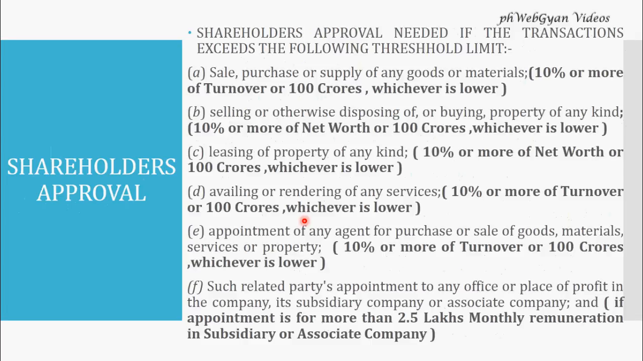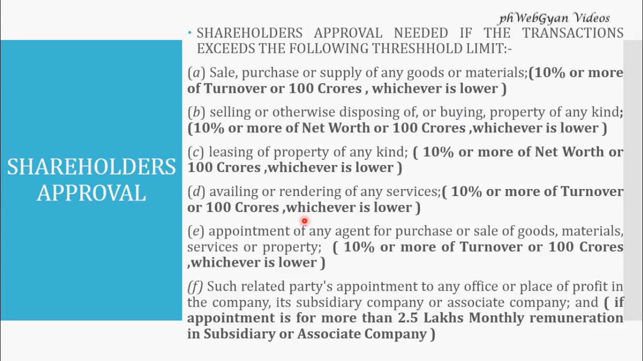Now the third point is shareholders approval. Shareholders approval is required, but when is it required? We'll be seeing here. The first approval was board approval, which is required for all companies entering into the transactions mentioned in subsection 1 of section 188 with related parties. Secondly, audit committee's approval is required if the company has an audit committee. Thirdly, shareholders approval is required when, we'll be seeing here.